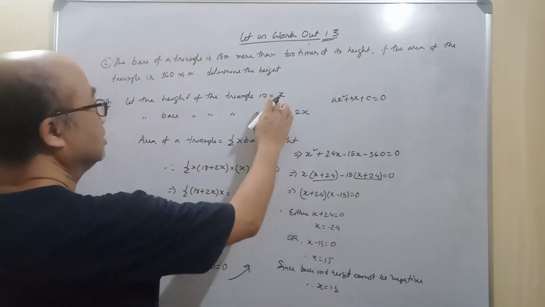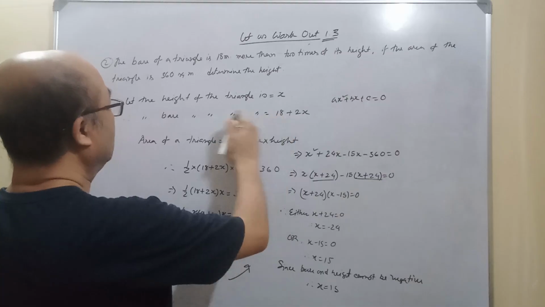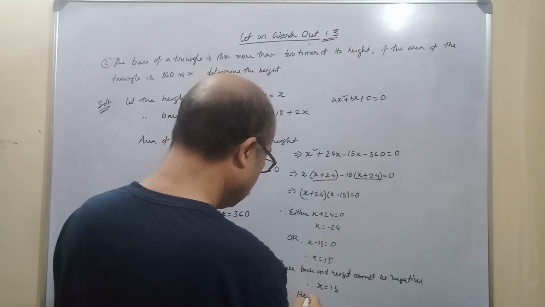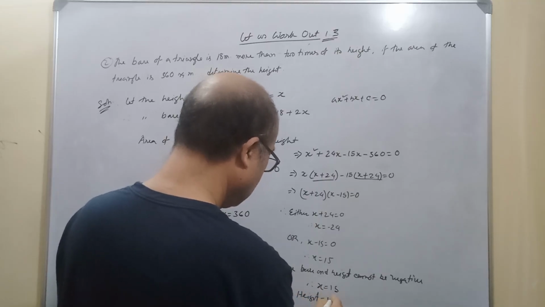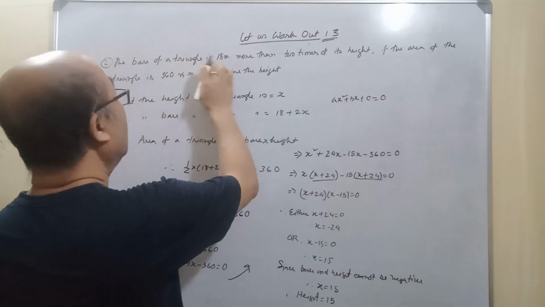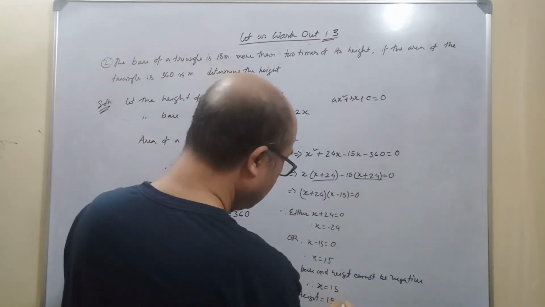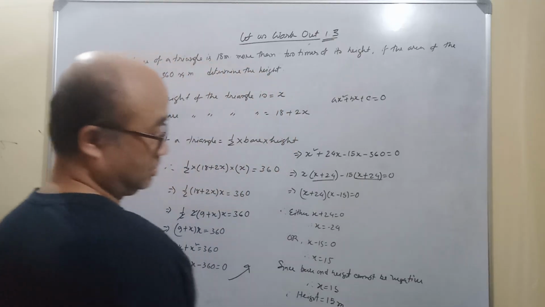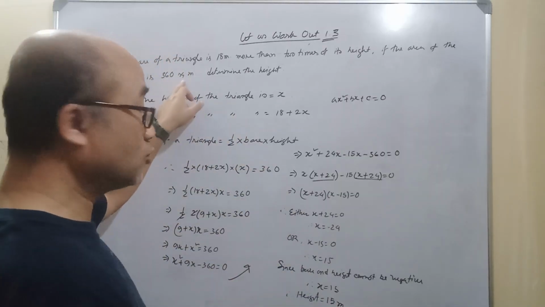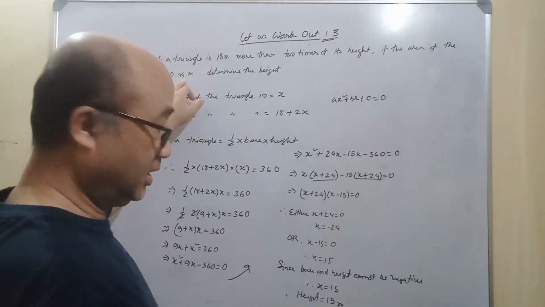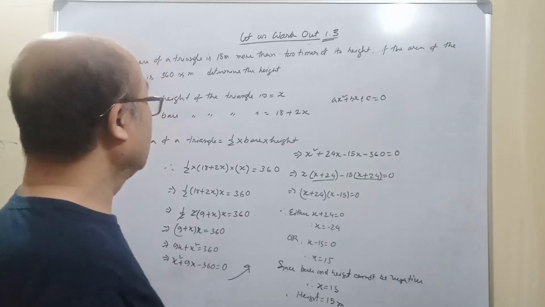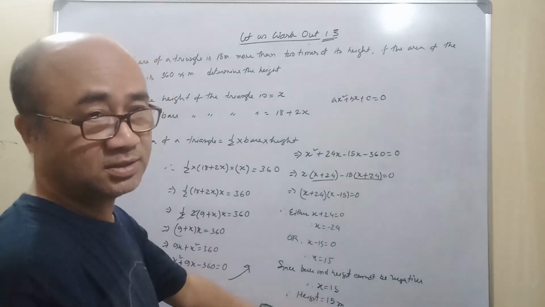So we got x. So what is the height of the triangle? It is 15. It is in meters, right? You have to write the unit also, and that is your answer. Base and height both are in meters, so we get 360 square meters. Base into height. So height should be in meters, base should also be in meters. So that is how we get the answer.